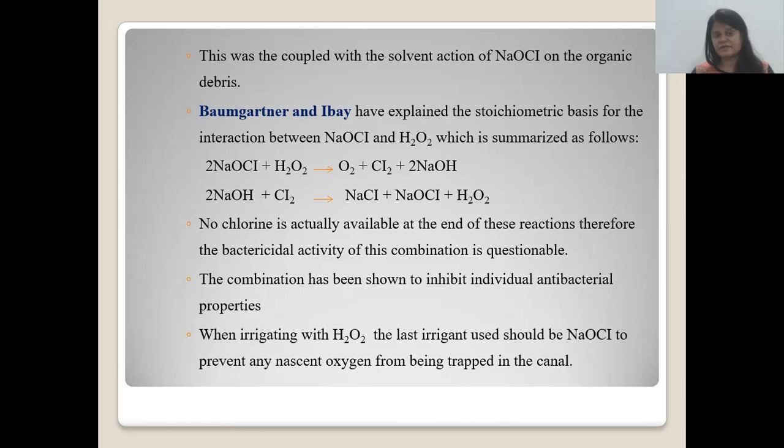When irrigating with hydrogen peroxide, the last irrigant used should be sodium hypochlorite, to prevent any nascent oxygen from being trapped in the canal, because hydrogen peroxide acts by releasing nascent oxygen.